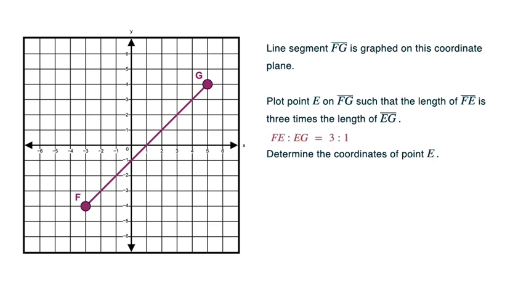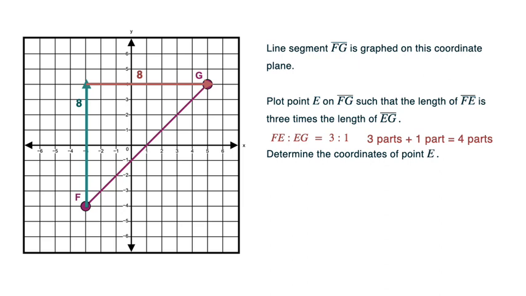So we're going to remember that the given ratio is important. FE to EG is going to be 3 to 1. 3 parts plus 1 part equals 4 parts. So in essence, we want to divide this line segment into 4 equal parts. To help us do that, we're going to determine the rise of 8 and the run of 8. So 8 is the vertical span, 8 is the horizontal span.